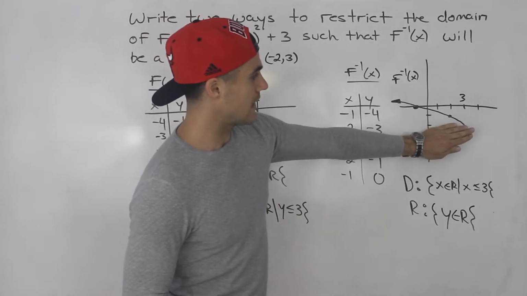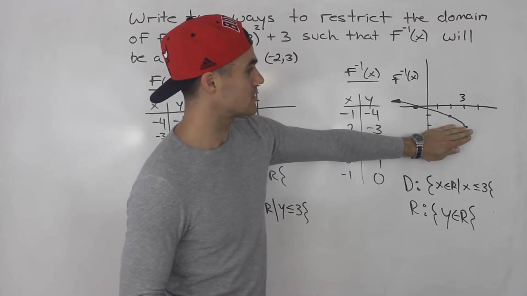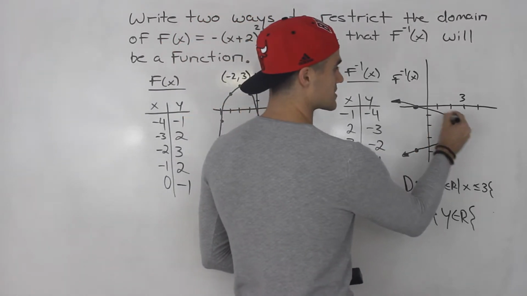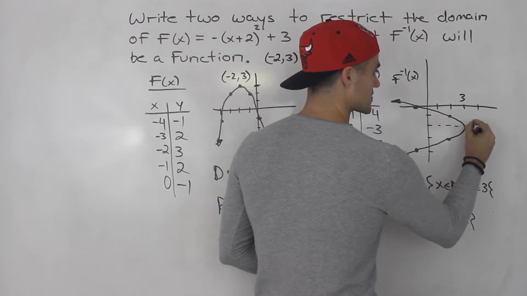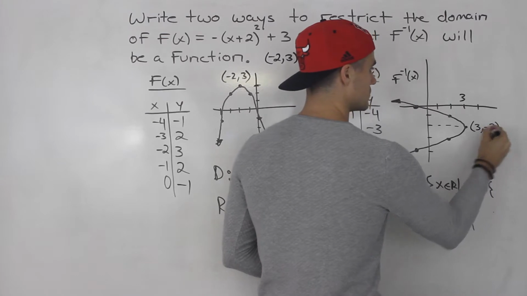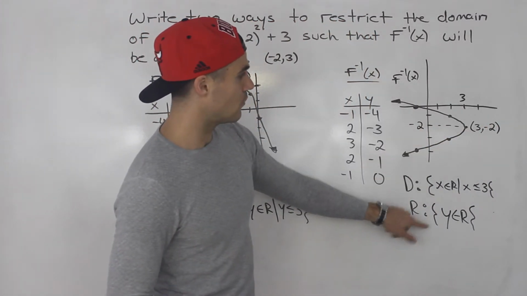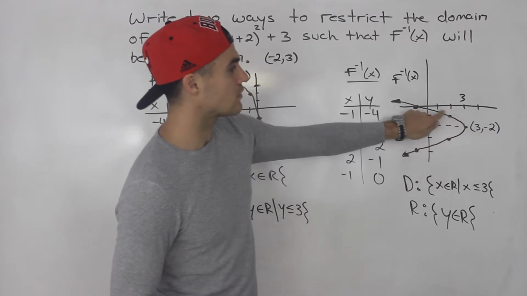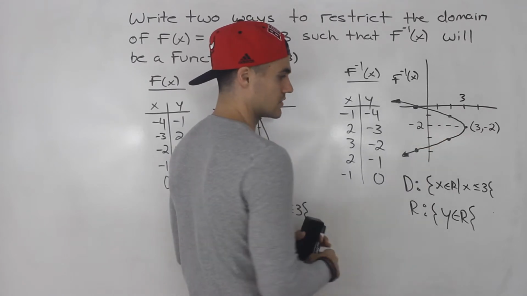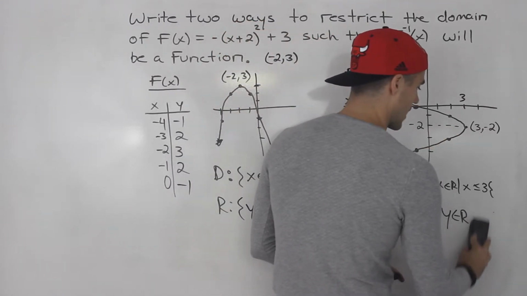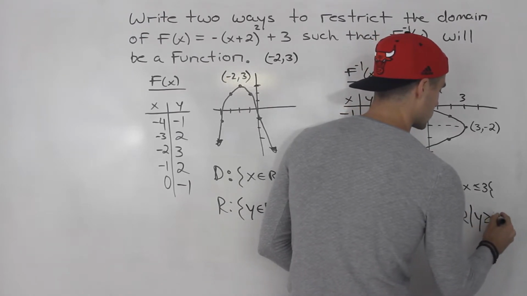Well, what if we take out half of that sideways parabola? So we take out this portion, so we're just left with this positive portion here. Notice that this vertex here is happening at 3 and -2. So this y value is -2. If we can say that all of the y values have to be greater than -2, that would take out the bottom portion there. So let's restrict the range and say that y has to be greater than or equal to -2.